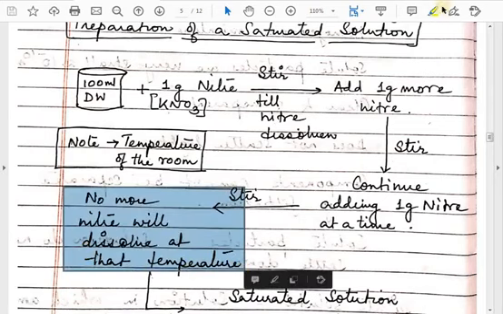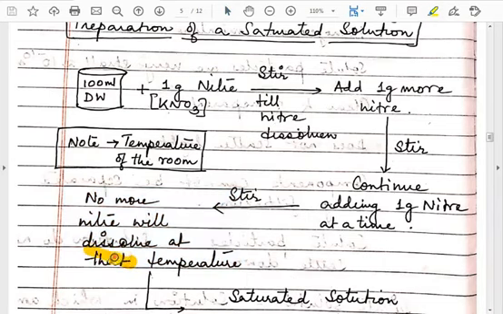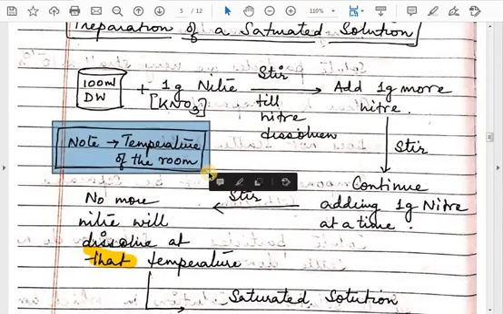This is very important, that temperature. What is that temperature? That temperature is the room temperature. So while doing this experiment, check the room temperature. At that temperature, no further solute will dissolve in this 100 ml distilled water. This will be called the solubility, which we will be going through soon.